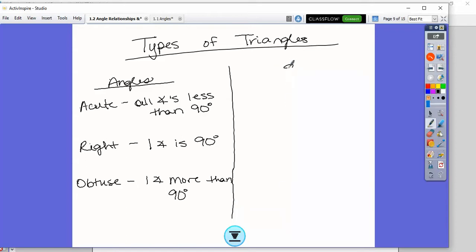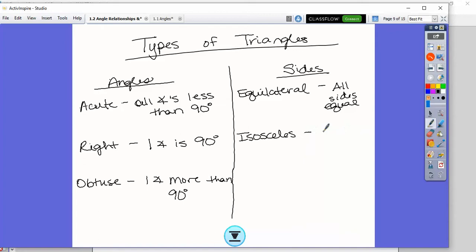Okay, if I classify based on the sides, we have equilateral. What does that mean? Isosceles, which means two equal sides. And scalene.